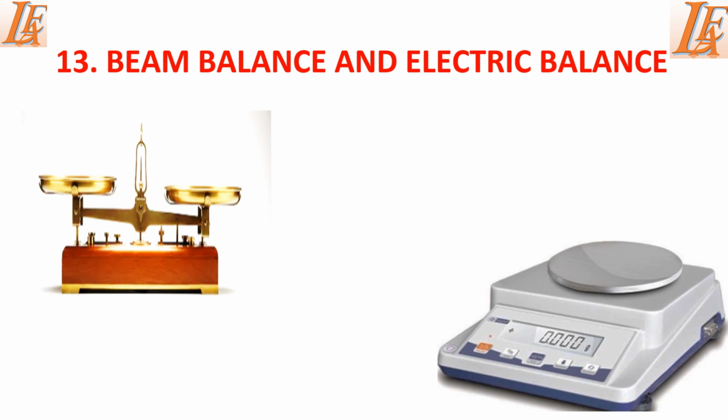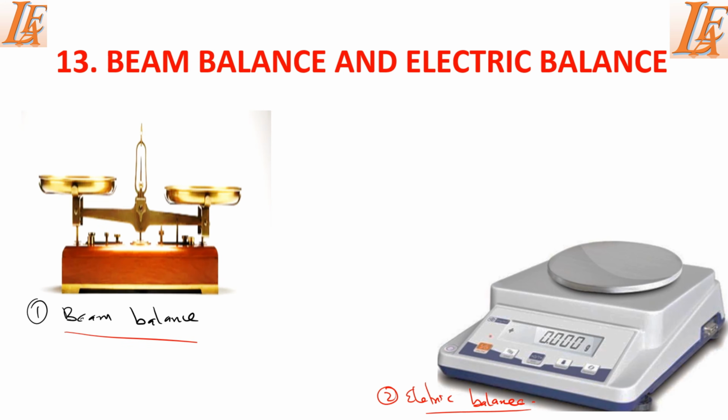Another set of apparatus is a beam balance and an electric balance. So the first one here is what we call a beam balance, and then the second one here we call an electric balance. The two are used to measure mass of substances, but in a very different way.